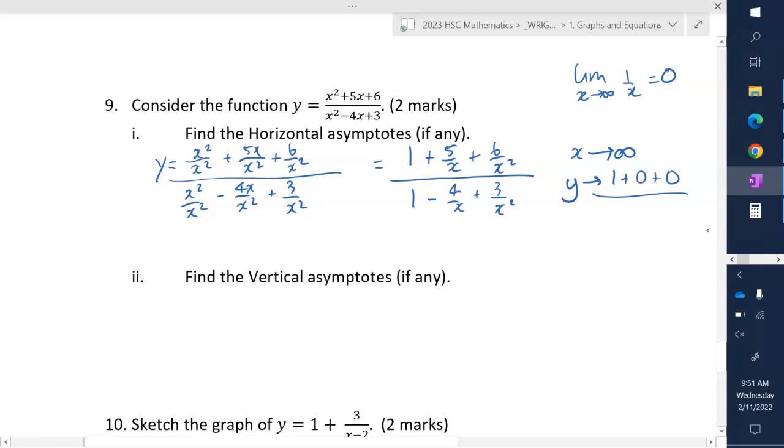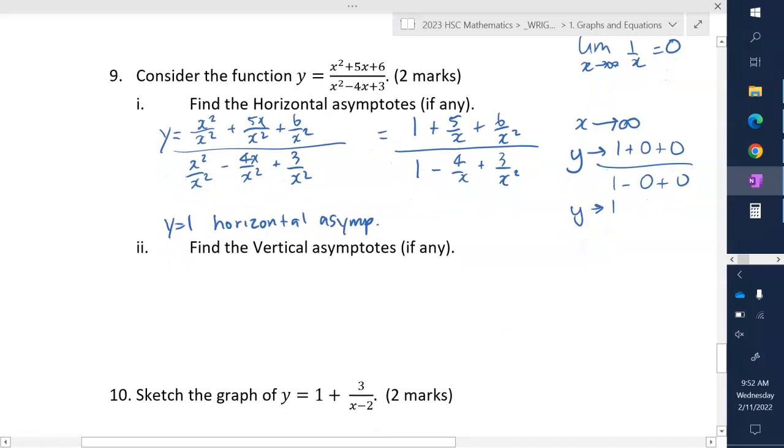The same happens to the bottom. It's 1 minus 0 plus 0. So y is going to 1. So y equals 1 is a horizontal asymptote. And that's how we find them. Different down here, we can easily see what the asymptote's going to be here. Here we can't. We need to work it out. And you might need to work it out below anyway.